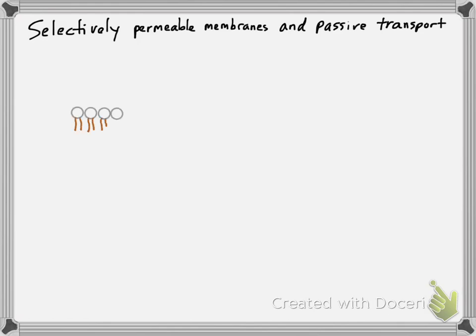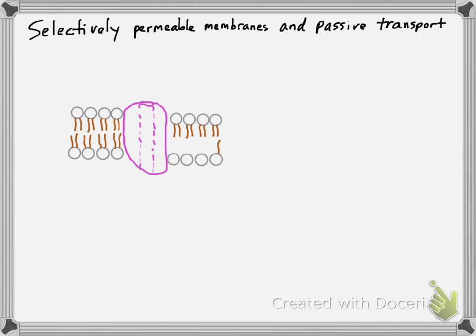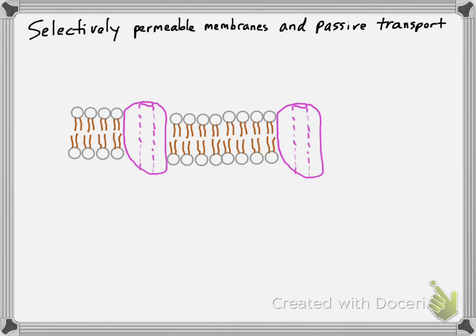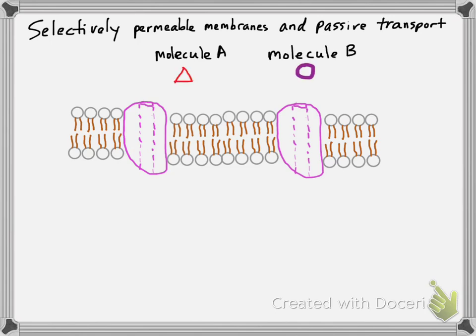So let's draw out the cell membrane. Again, this is our phospholipid bilayer, and it's got some proteins embedded in it. And recall that there are many kinds of proteins that make up the cell membrane, each with a specific function. So what do you think the function of the proteins are that you see drawn here? Now let's draw two molecules, molecule A and molecule B.